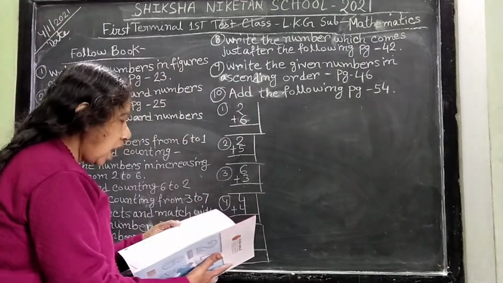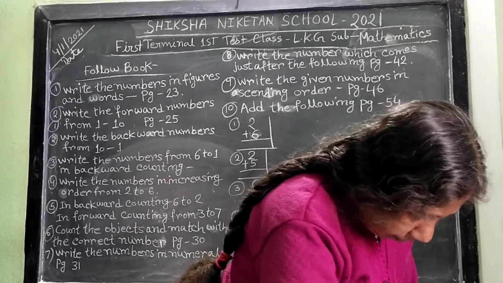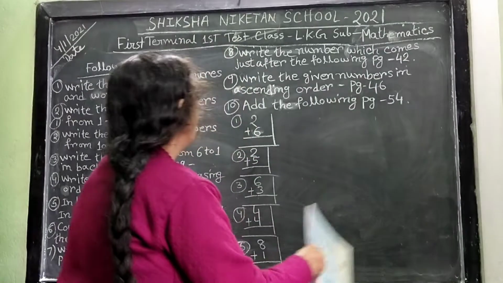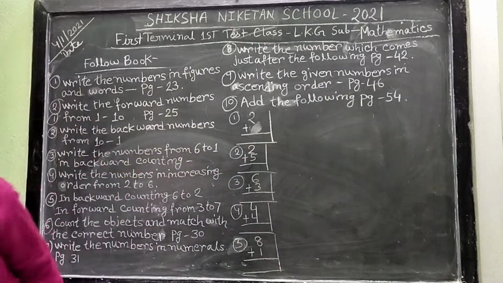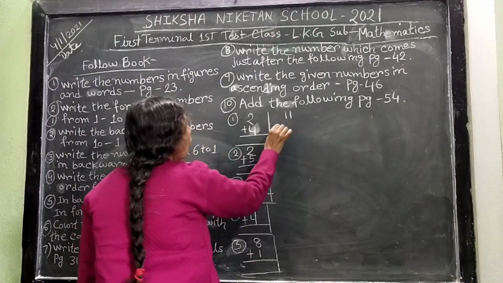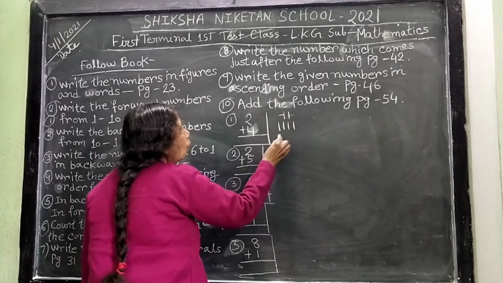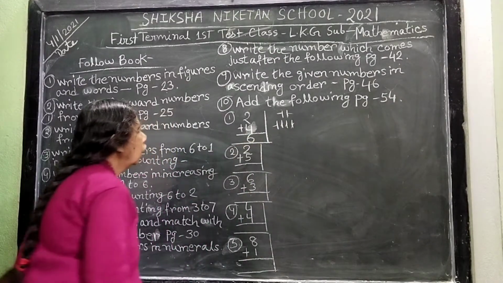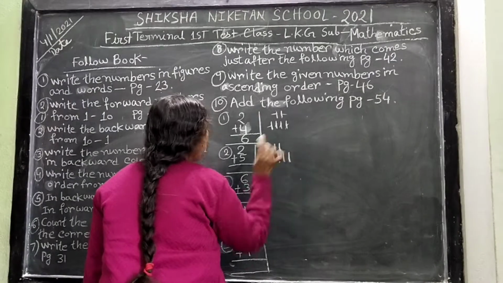Add the following, page number 54. Part two. Four: one, two, three, four. Upper number four. Then one, two, three, four, five, six. So I write here six. Two, five: one, two, three, four, five.